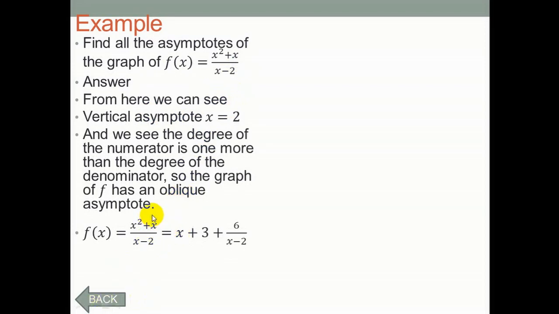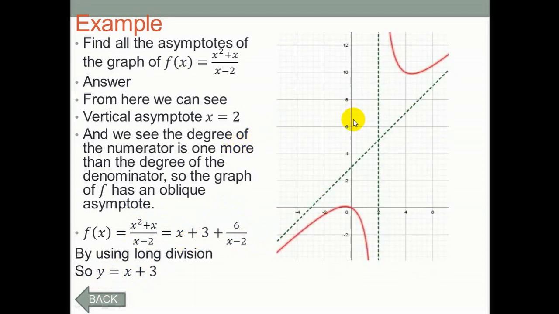Long division is the easier way than the chain rule. Okay, 6 over x minus 2 is the remainder from here. So x plus 3 is the mx plus n, this one, and then you will see the graph, this one. Okay, everyone, I hope you understand what I'm explaining about all the asymptotes.